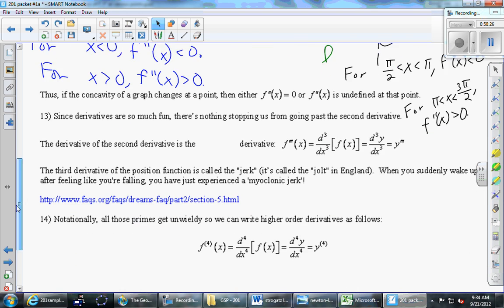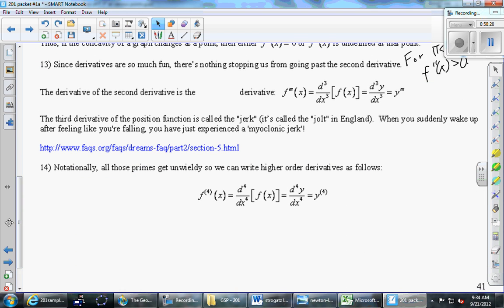So let's just do this last part real quick, and then there's a good group activity that follows. We'll go to 13, and I think we're at Tiffany.